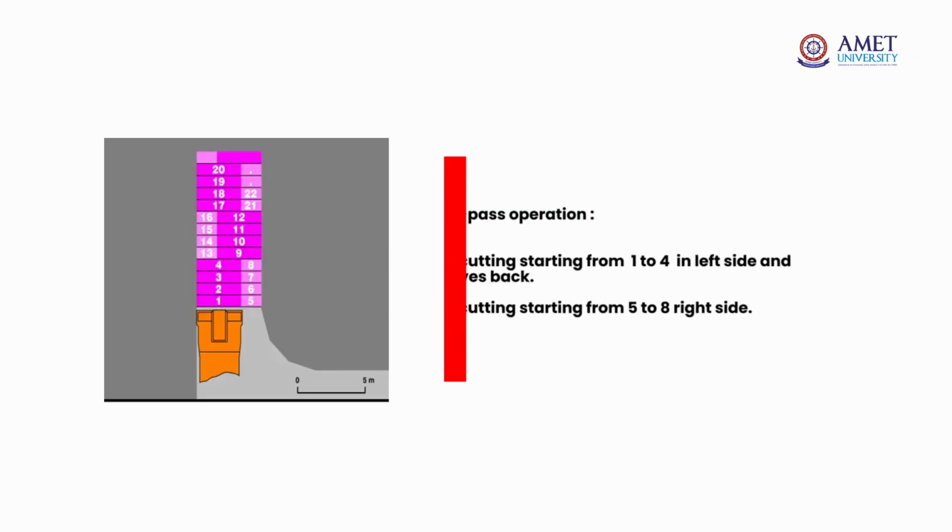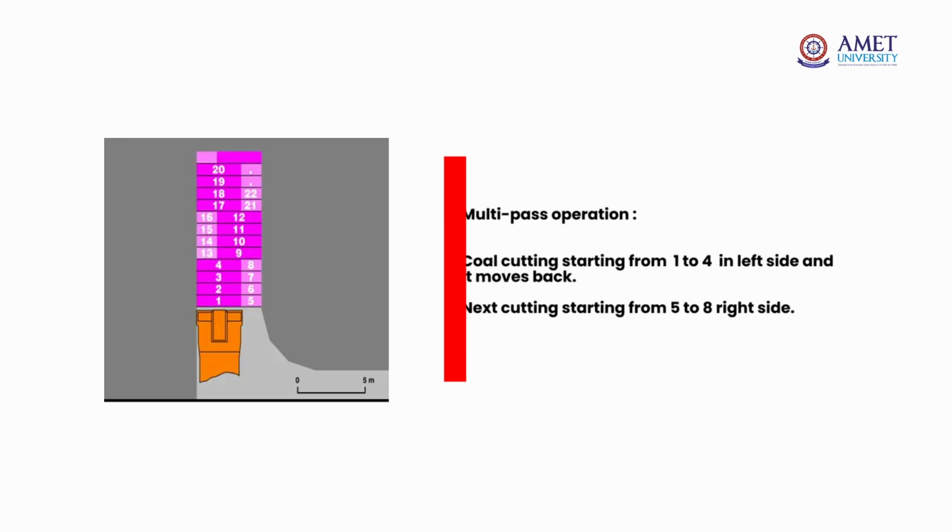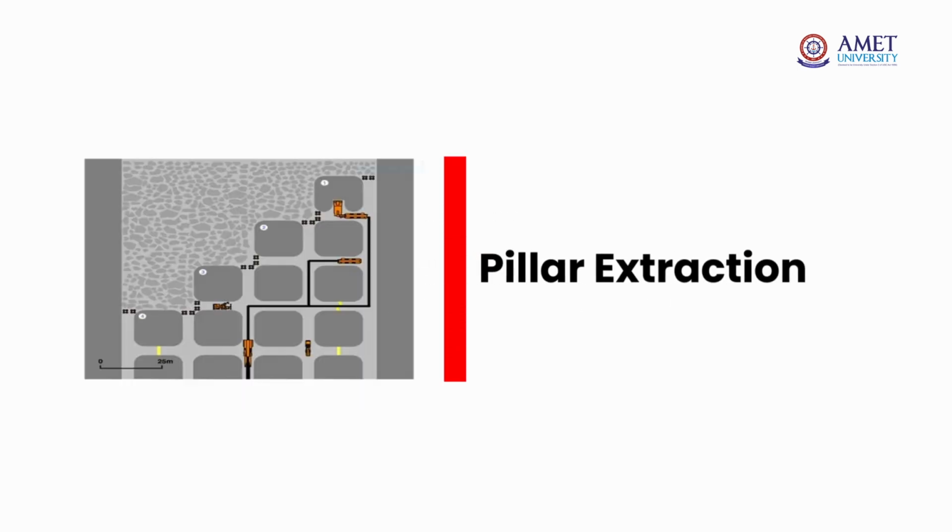For example, coal cutting starts from number 1 to 4, as I have given in the diagram. In the diagram, particularly, the extraction process with the help of the continuous miner goes one by one: step 1, step 2, step 3, step 4. Like that, we can extract the mineral. Next, cutting starts from 5 to 8 on the right side, and this operation is known as multiple pass operations. Then pillar extraction. Once the pillars are formed from the panel, we select pillar 1, pillar 2, pillar 3, pillar 4. We are going to extract these one by one in continuous operations.